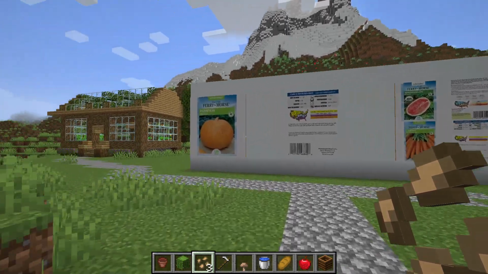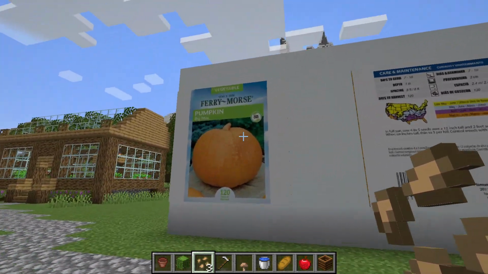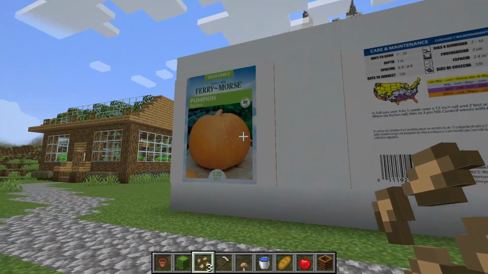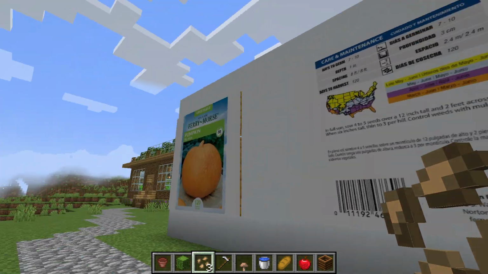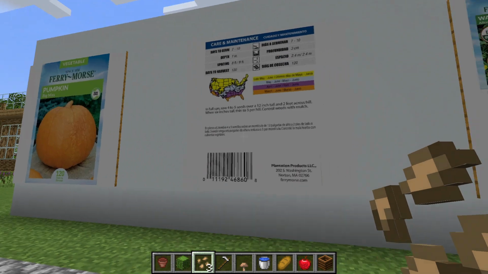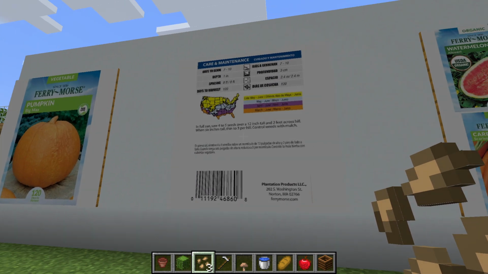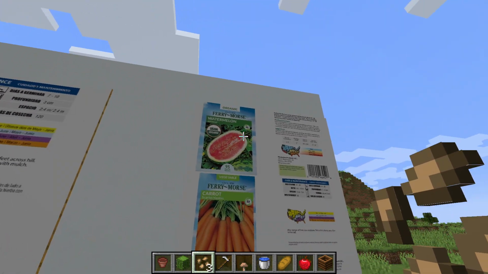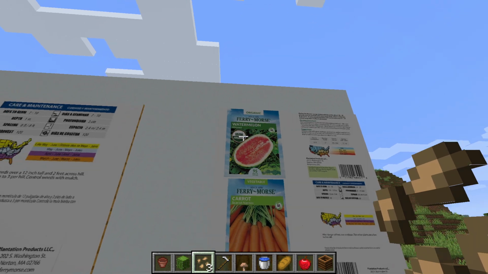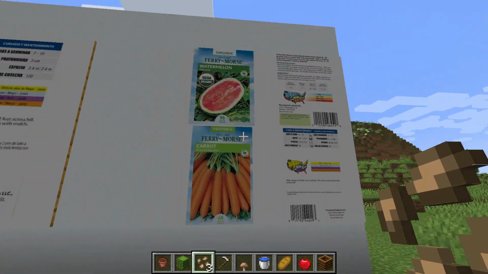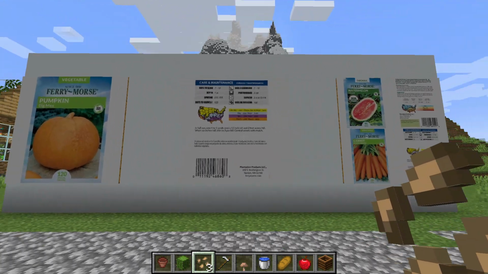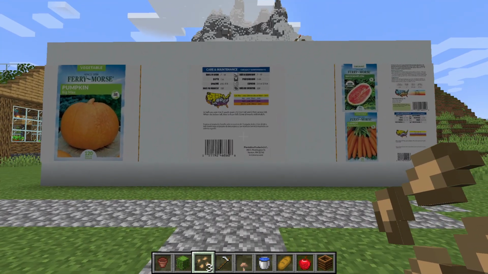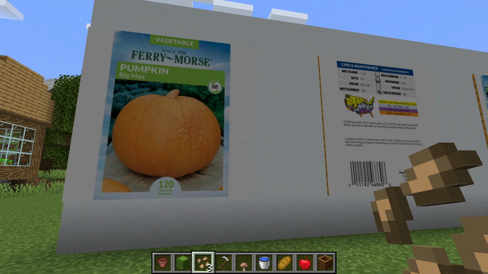So over here are illustrations of seed packets. I put some example seed packets like this pumpkin over here. It's the front cover, and over here is the back of the seed packet. And I also included a watermelon seed packet and carrot seed packet just so you can see the similarities between the seed packets even though they're different plants. So seed packets will have similar formatting.